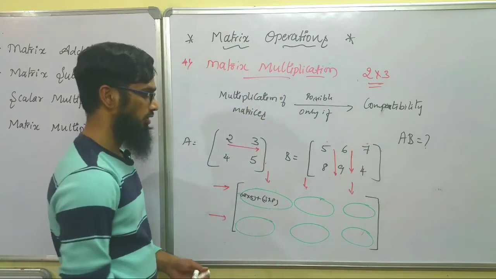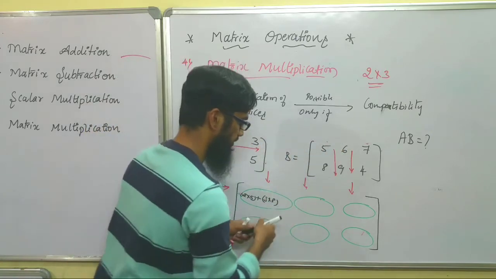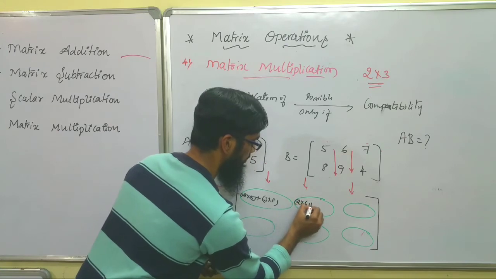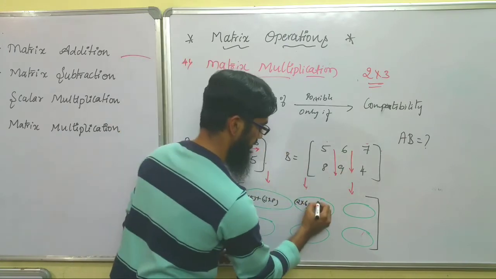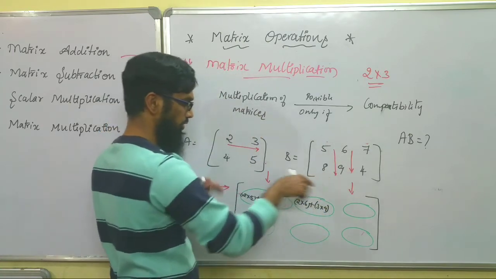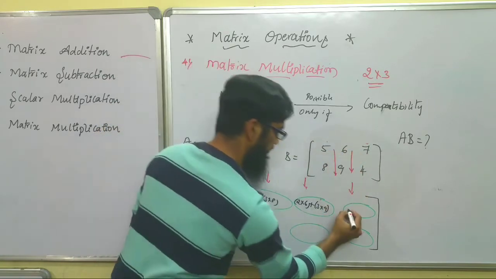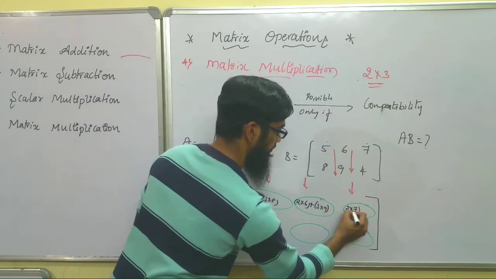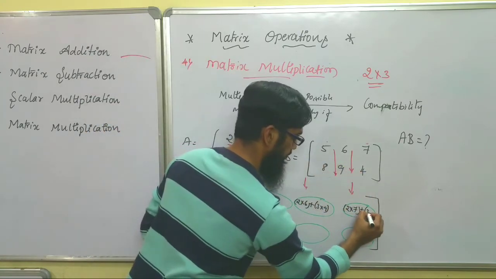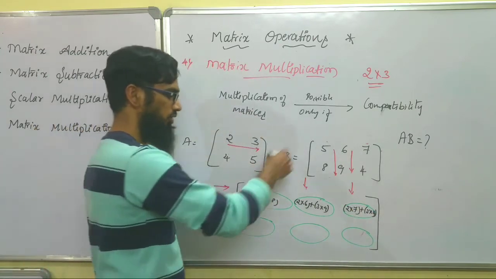Now I'll go for 2 into 6. I have to take here 2 into 6 plus 3 into 9. Similarly, first row, third column: 2 into 7 plus 3 into 4. That gives the first row's columns.